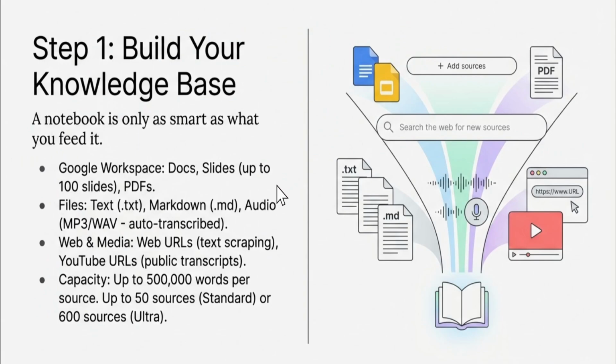The workflow is simple. Step 1 is building your knowledge base. You can upload Google Docs, slides, PDFs, text files, web URLs, and even YouTube videos. It can handle massive amounts of data, up to 500,000 words per source. A standard account gives you up to 50 sources per notebook, and if you upgrade to the Pro tier, you get up to 600 sources.